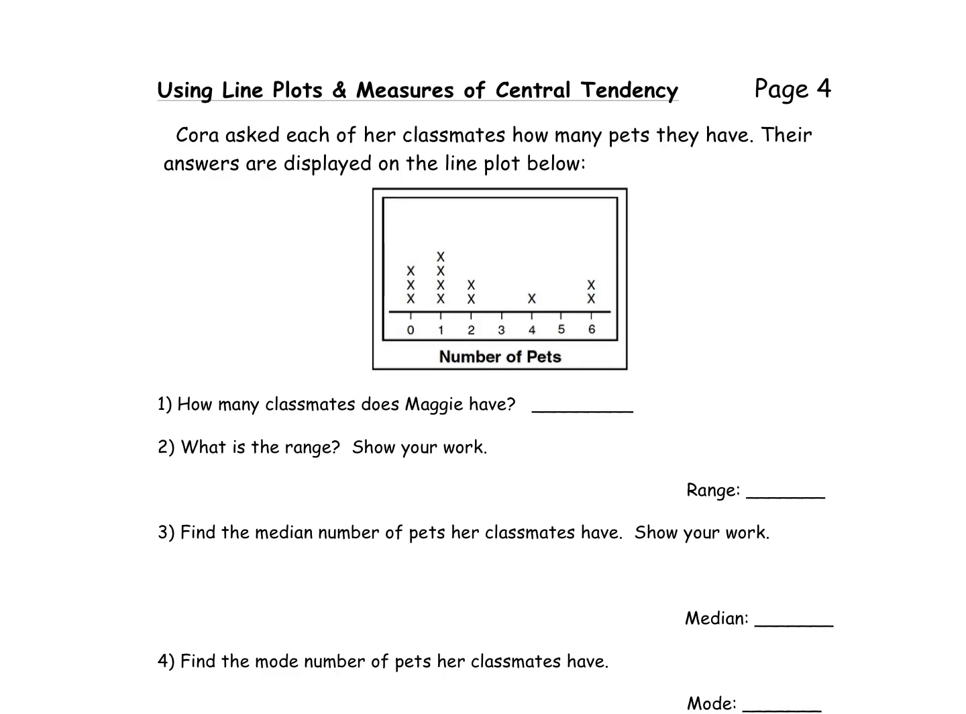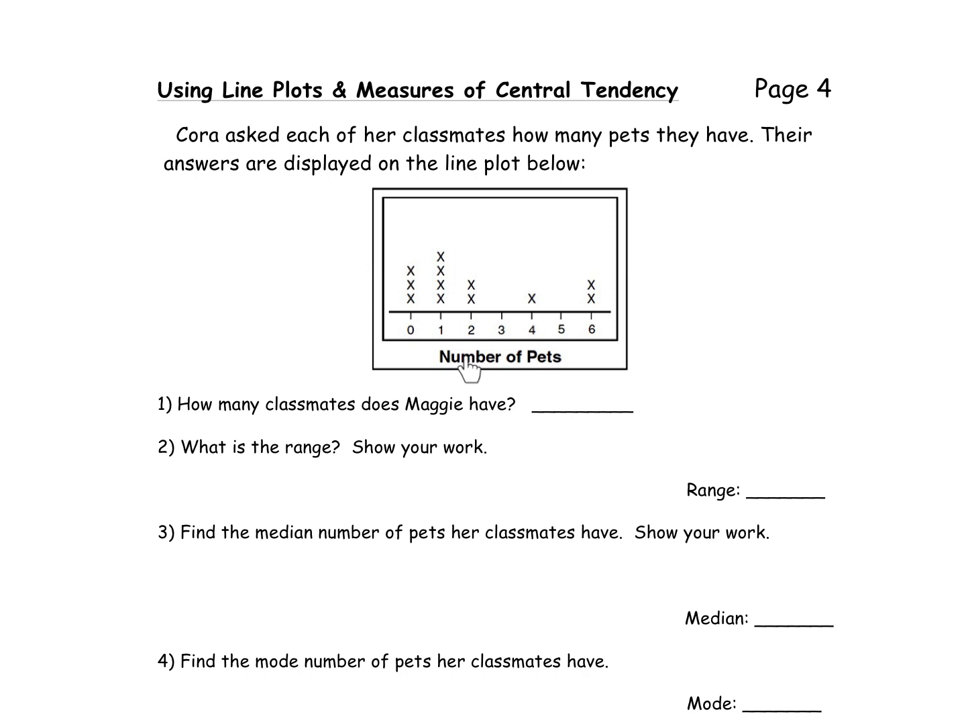Hello, please make sure you are on page 4, and we're going to be using line plots and the measures of central tendency. So today we're going to put all 4 together. Cora asked each of her classmates how many pets they have. Their answers are displayed on the line plot below.